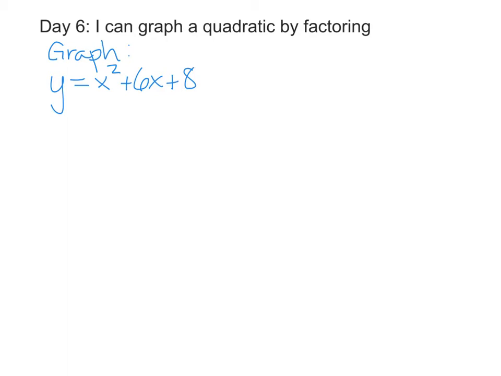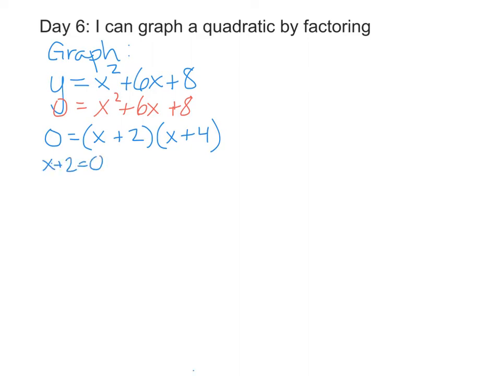Okay, so we know the steps for this. First, I'm going to set it equal to 0. So I'm just going to have 0 equals x squared plus 6x plus 8. Ooh, it's ugly. Okay, then factor. We want factors of 8 that add up to 6. So we've got x plus 2 times x plus 4. Set each of those equal to 0. Hopefully you see that x is negative 2 or x is negative 4.